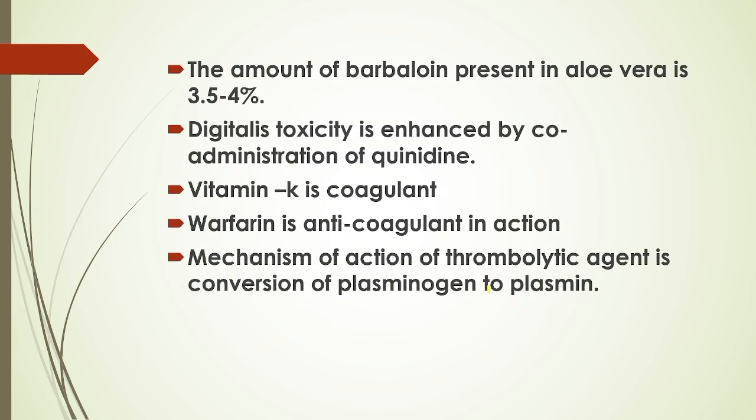Okay, and the next one, the amount of barbaloin present in aloe vera is 3.5% to 4%. Okay, first of all, what is barbaloin? Barbaloin is a type of chemical substance. When we cut an aloe vera, the yellow colored juicy liquid which is expelled from the aloe vera, okay, that is called barbaloin. Barbaloin is a yellow colored fluid, a chemical agent which is mostly present in the aloe vera. Okay, how much percent is it?